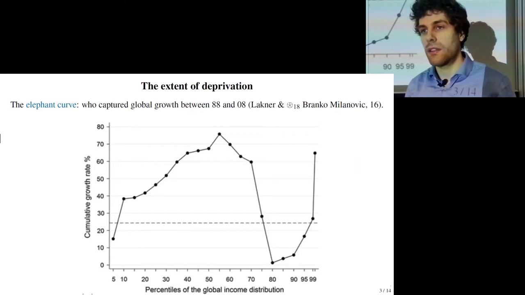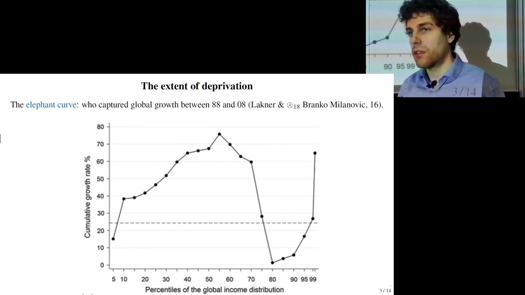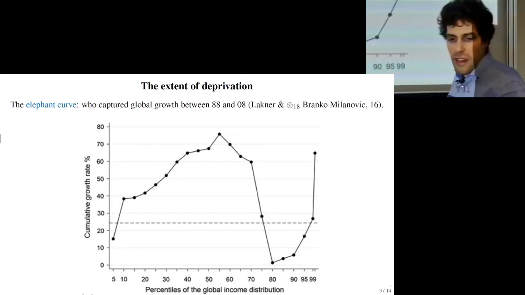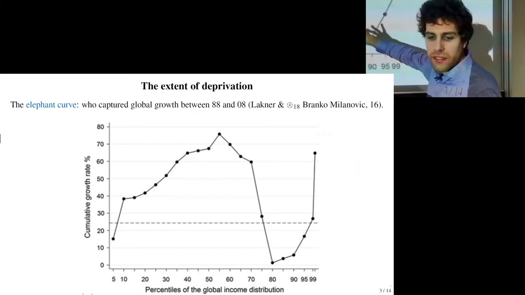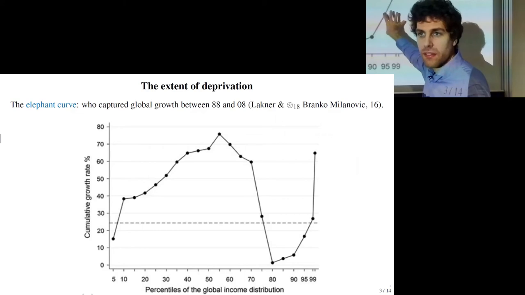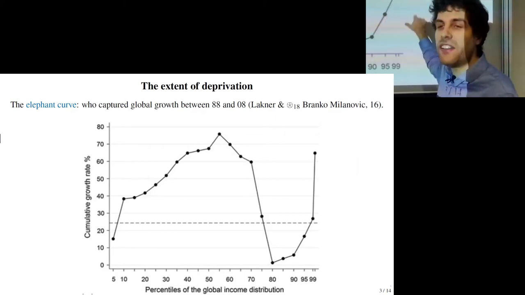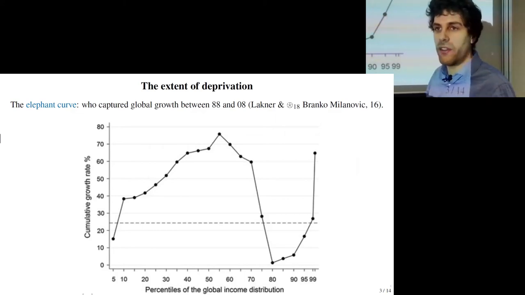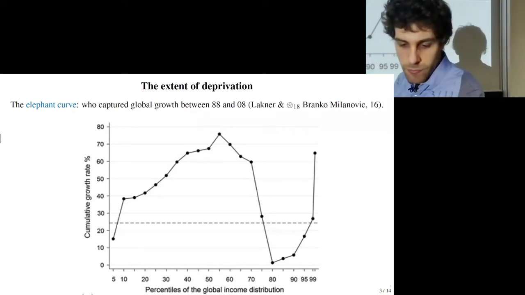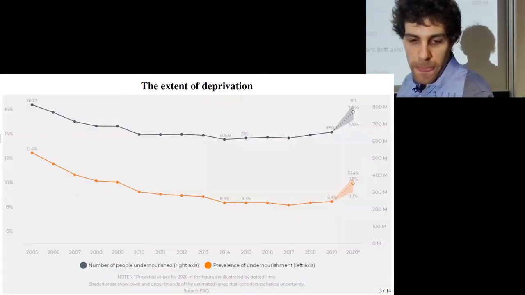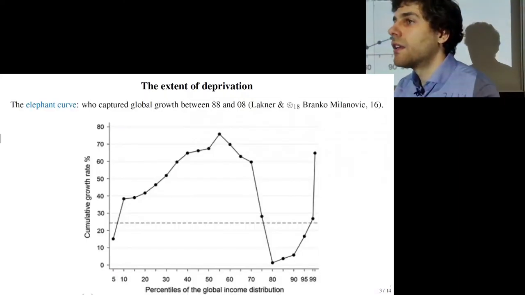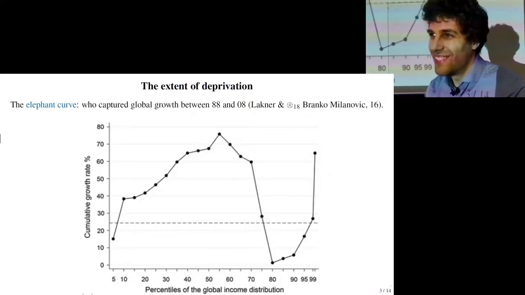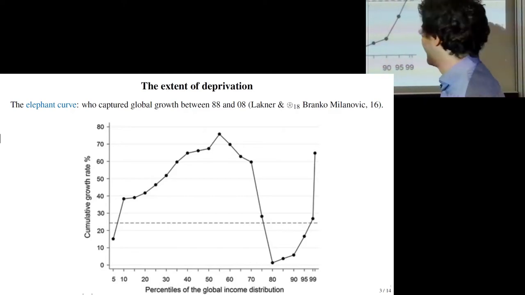Yes. This is before the crisis. How has it changed since then? It's a good question. I think it is less pronounced than this since the crisis. There is an updated graph in the World Inequality Report. Because it looks like an elephant. Yes, this is the trunk.